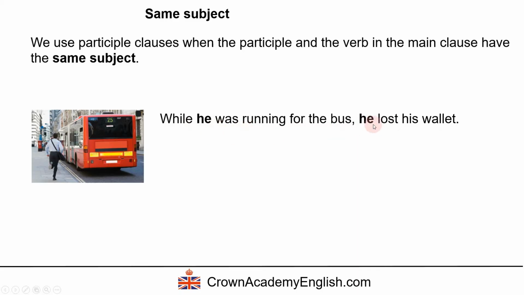Since it is the same subject, we can use a participle clause. Okay, we are able to use a participle clause because it is the same subject. Therefore, we are able to do this. Running for the bus, he lost his wallet. Okay, so we know that here we are talking about the same subject, the same person. Okay, if this was not the same person, then we cannot use a participle clause because it would not be clear. It would not be clear about who we are talking about.